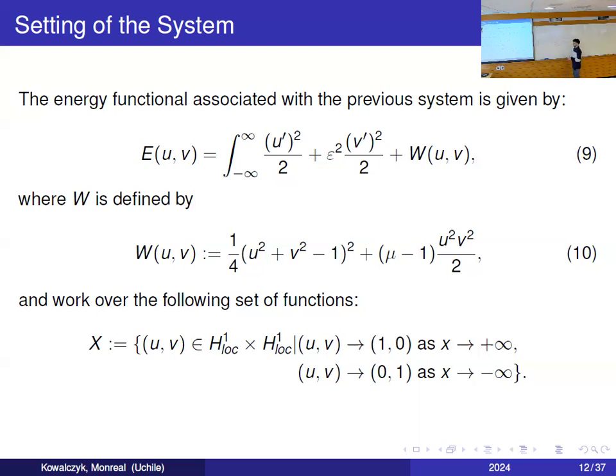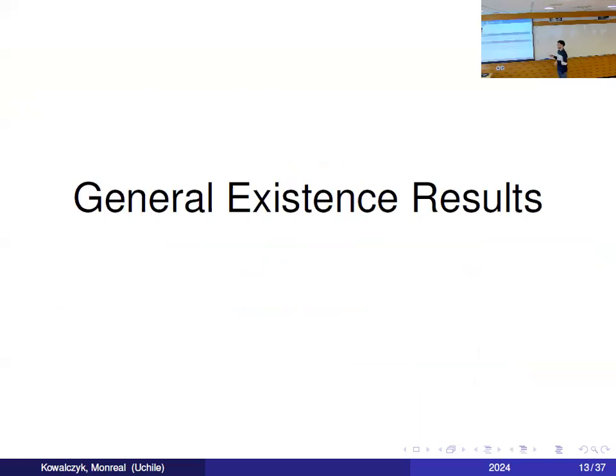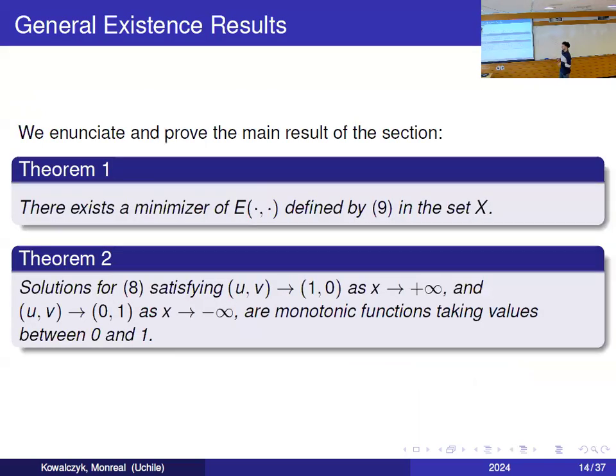Okay. So I'm going to see the solution explicitly. We know the solution explicitly when epsilon is 0. So for the case of epsilon first, the general existence results are these. We know that there exists a minimizer of the energy. We can prove it in the previous set. And also we know that all solutions of the problem that fulfill the conditions at infinity are necessarily monotonic functions taking values between 0 and 1. This is very useful because we want some convergence result. Given that we have these uniform estimates for the values, we will be able to get very much.